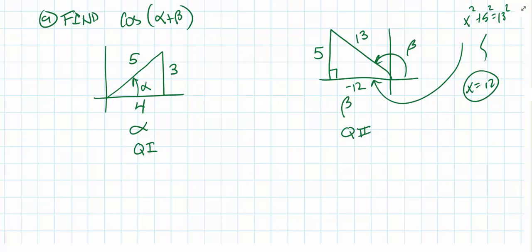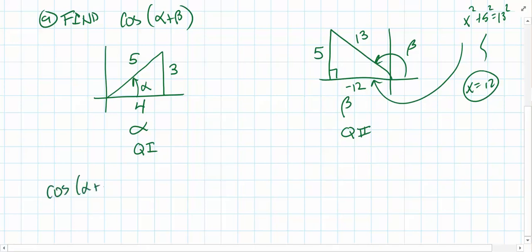All right, now I want the cosine of alpha plus beta. According to our sum formulas, it's going to be the cosine of alpha times the cosine of beta, minus the sine of alpha times the sine of beta.